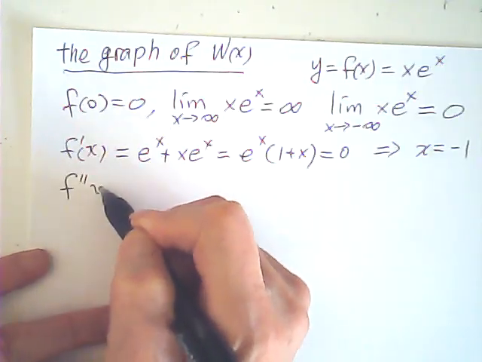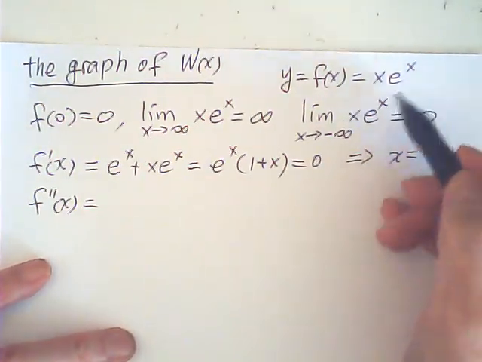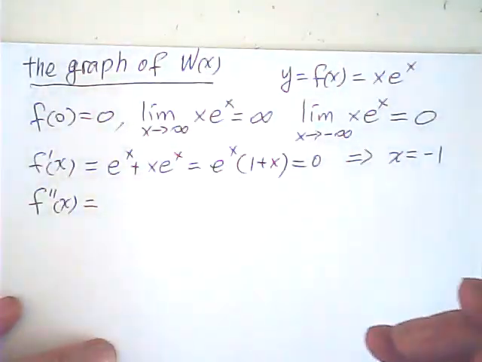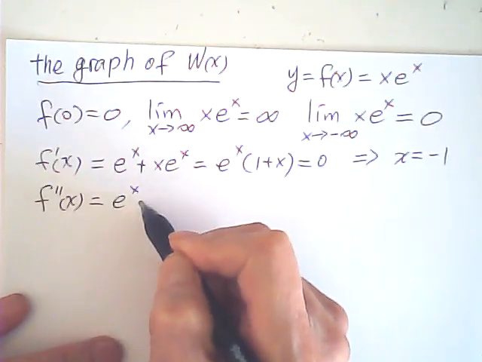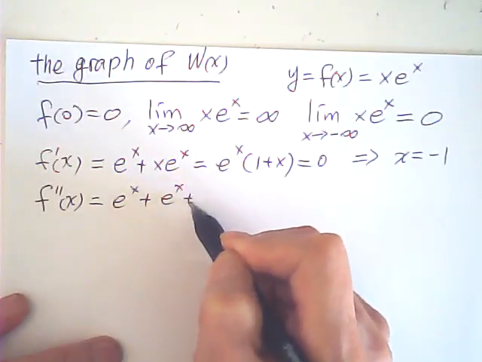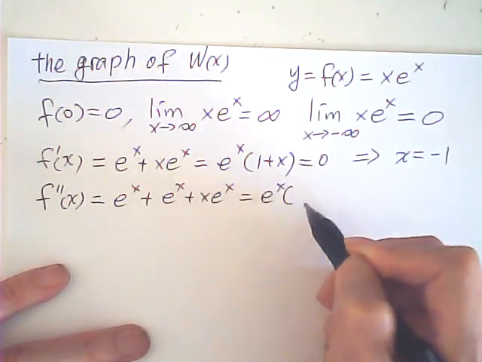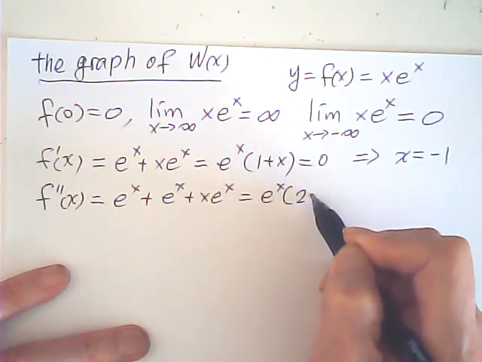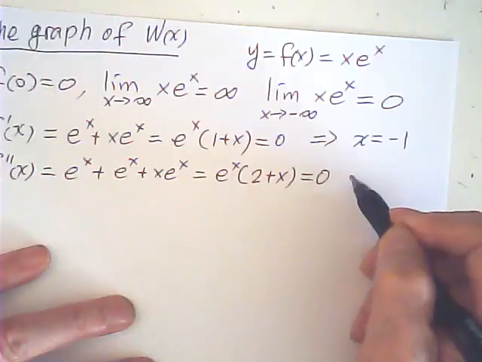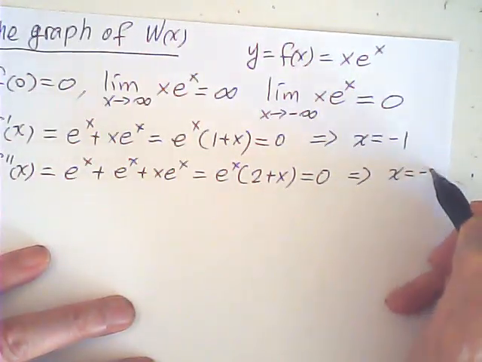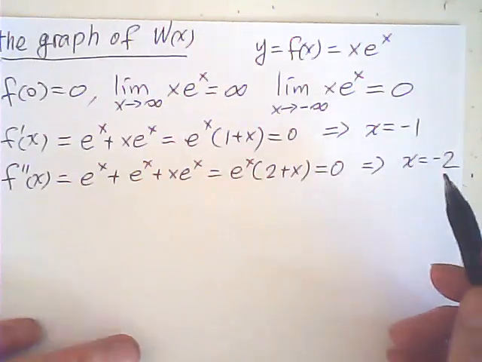Now, the second derivative will be the derivative of this one, which is e to the x plus e to the x plus x e to the x. So this is equal to e to the x times (2 plus x). When this is equal to 0, that implies x equals negative 2. Which means that we have two critical points.